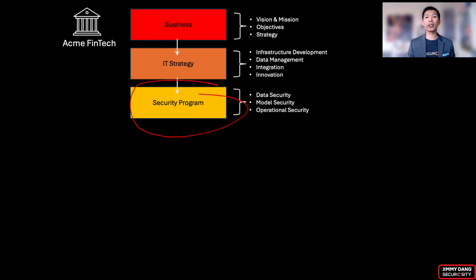Now, the key components of the security program include data security, that we talked about, protecting sensitive data used in AI training and also in operations through encryption, access controls, and data masking techniques. We have the model security, implementing measures to secure AI models from adversarial attacks and tampering. Also, we have the operational security, ensuring the secure deployment and maintenance of AI systems, including security assessments and incident response plans.